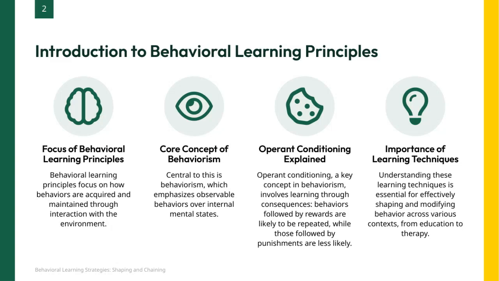Behavioral learning principles center on how our behaviors are shaped and maintained through interactions with our environment. At the heart of this approach is behaviorism, which focuses on observable actions rather than what's happening inside the mind. One of the main ideas here is operant conditioning, where behaviors are influenced by their consequences. If an action is followed by reward, it's more likely to happen again, whereas if it's followed by punishment, it's less likely. Grasping these learning techniques is crucial because they allow us to effectively guide and change behavior in many areas, whether in teaching, therapy, or everyday life.